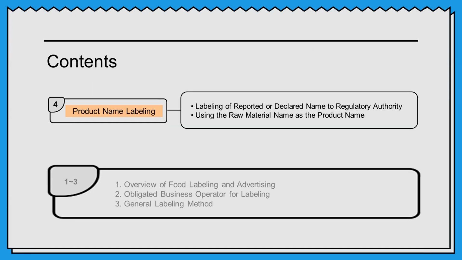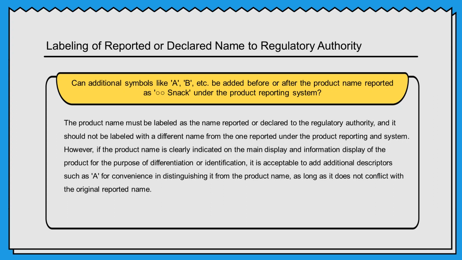In the first lecture, we learned about the overview of food labeling and advertising, the obligated business operator for labeling, and the general labeling method. In this second lecture, we will delve into the product name labeling method. Specifically, we will study labeling of the name reported or declared to the regulatory authority, and using the raw material name as the product name. This is about labeling of the reported or declared name to the regulatory authority.